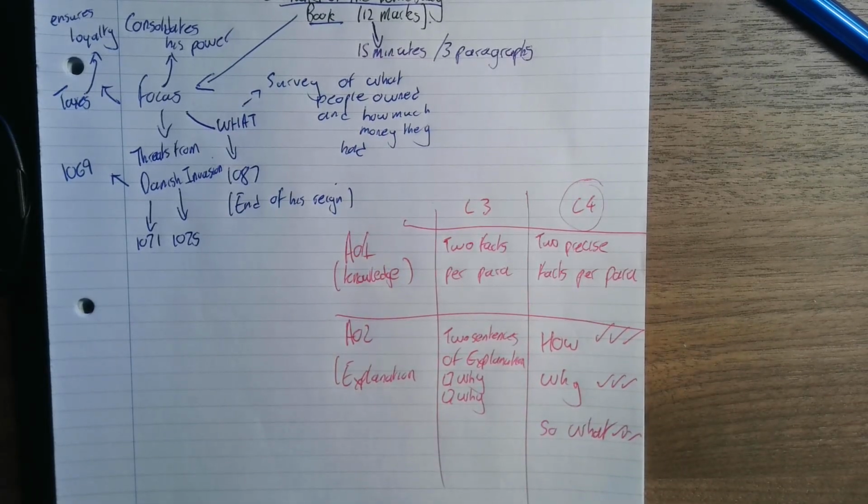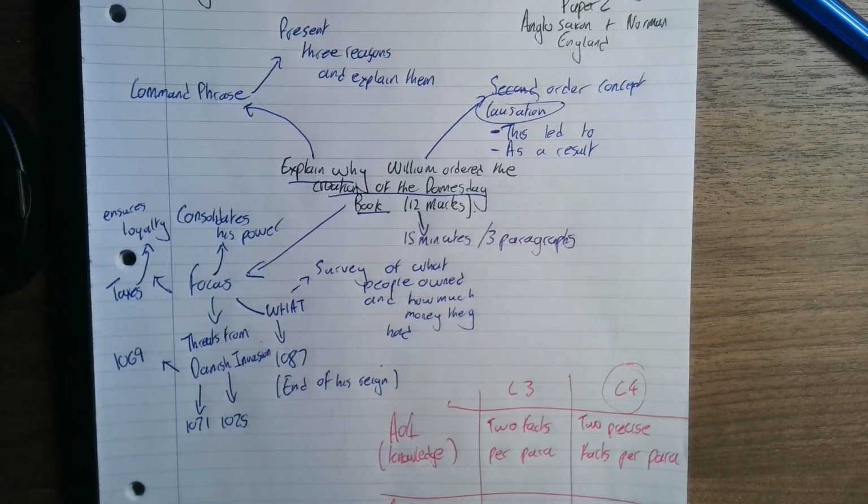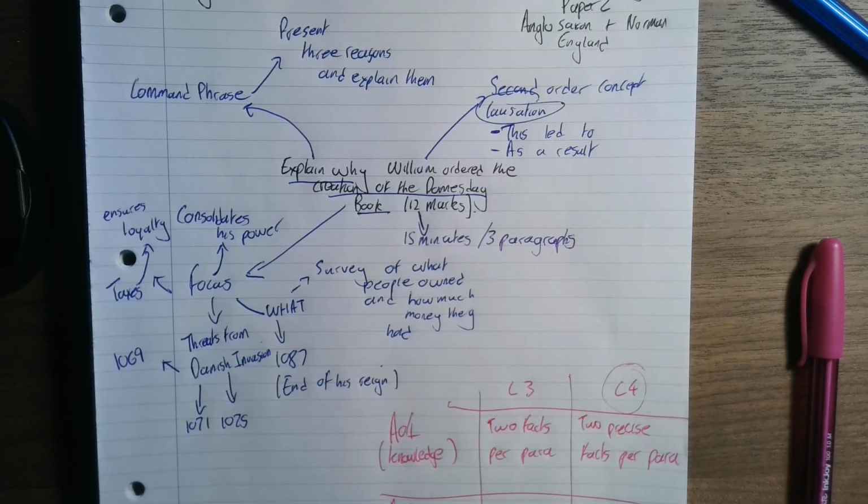There's 3 of these across all 3 papers. We've got level 4s in the bag here. So, ladies and gents, I'm going to suggest that you pause the video. Set yourself 15 minutes to have a go at explaining why William ordered the creation of the Doomsday Book. That's a 12-mark question, so 15 minutes, 3 paragraphs. Press pause and I'll see you shortly.